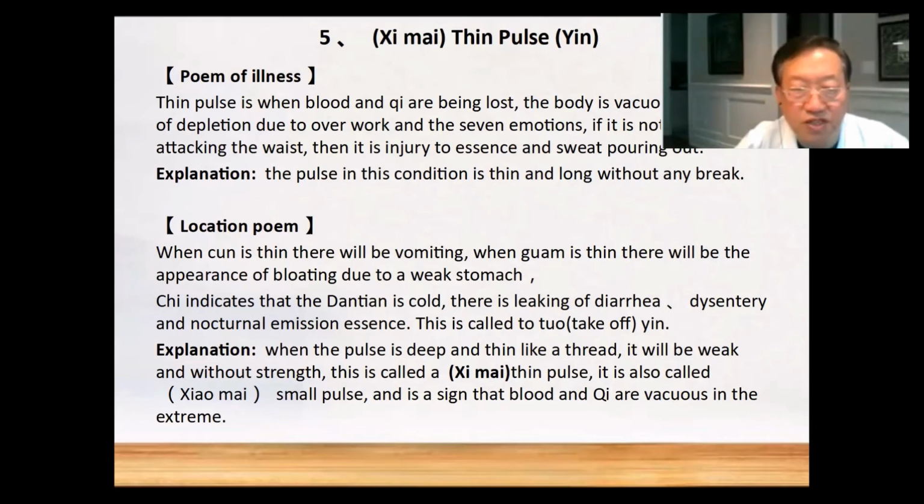Explanation: when the pulse is deep and thin like a thread, it will be weak and without strength. This is called Ximai, or thin pulse. It's also called xiaomai, or small pulse, and is a sign that blood and qi are vacuous in the extreme.